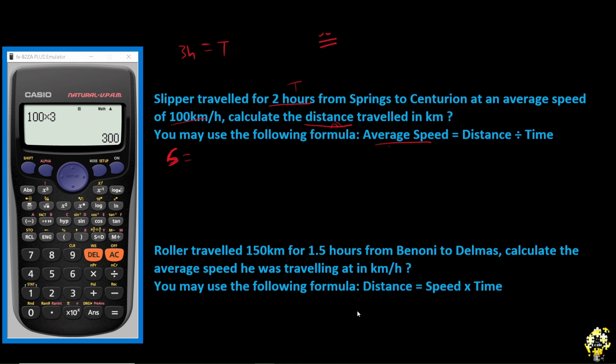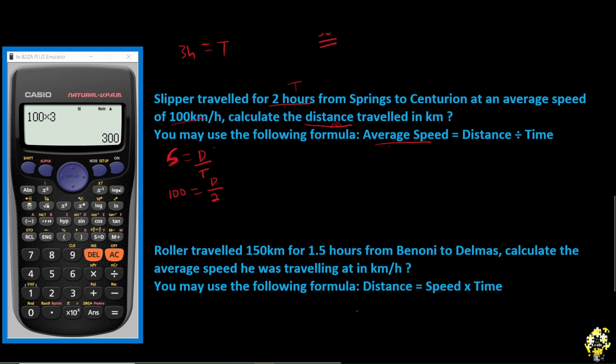I'm kidding. Anyways, speed is distance divided by time. I would always like to use this divide like this. As we have, speed is 100 kilometers. Distance we don't have, it's what we are looking for. Time we do have.